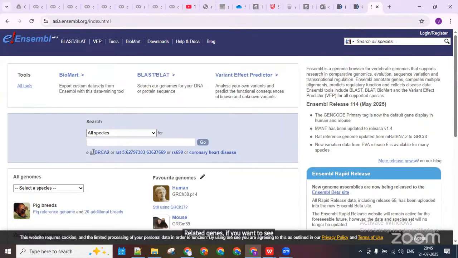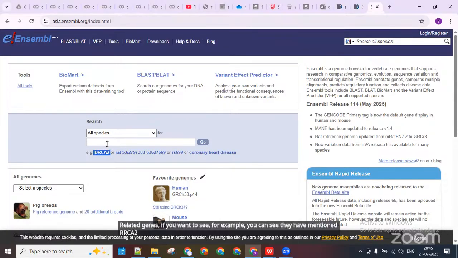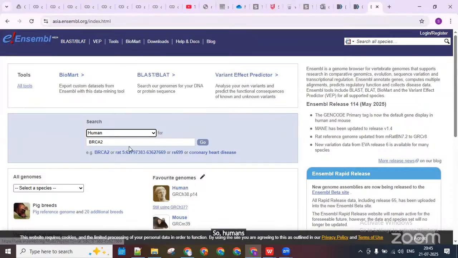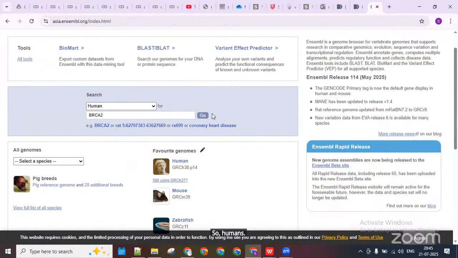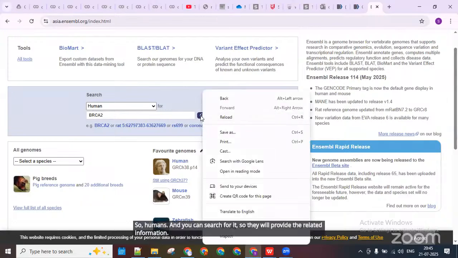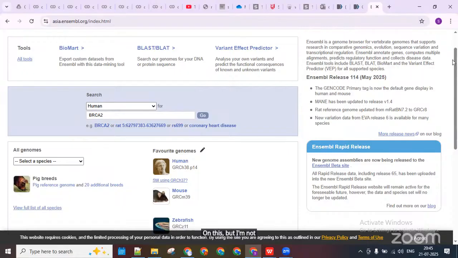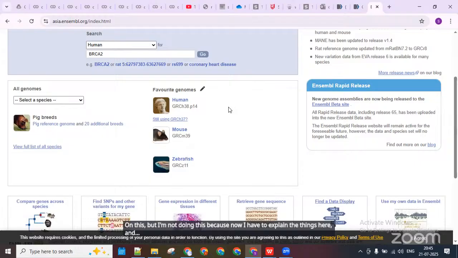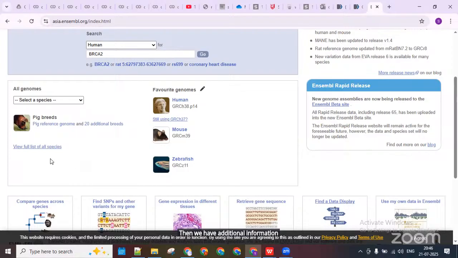For example, you can see they have mentioned the BRCA2 gene, if you want to check it in Homo sapiens, so humans, and you can search for it. They will provide the related information, but I'm not doing this now because I have to explain other things here. We have different genome information here, which is humans, mouse and zebrafish. Then we have additional information for pig breeds and other species. We can see the list.